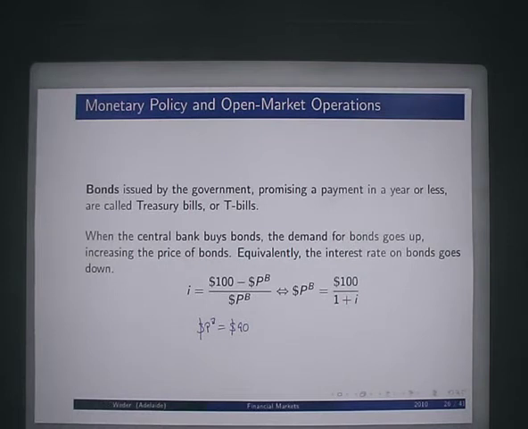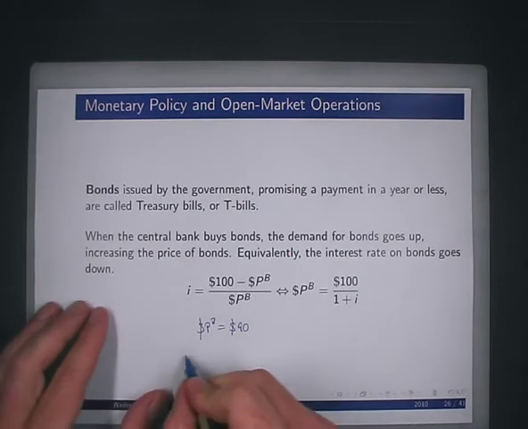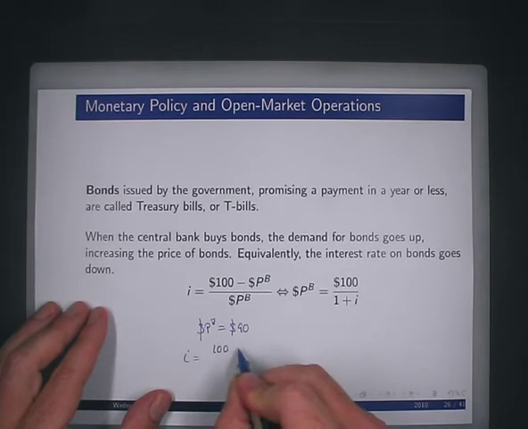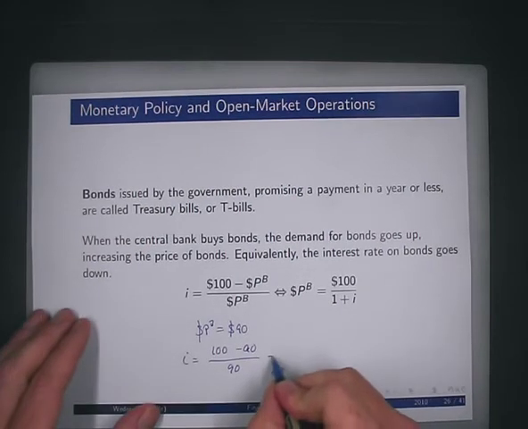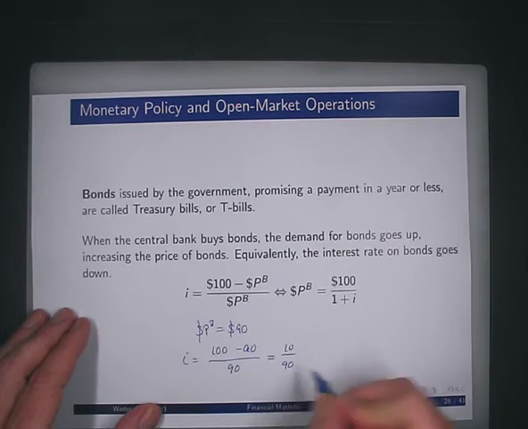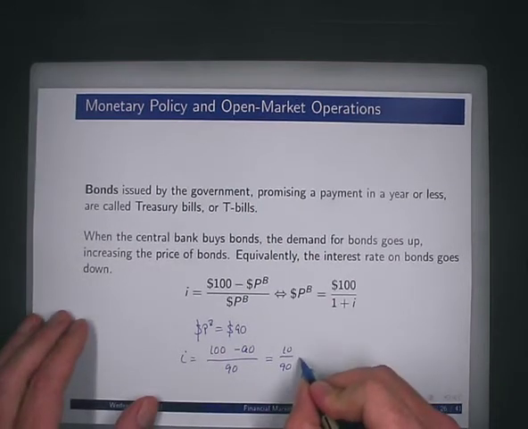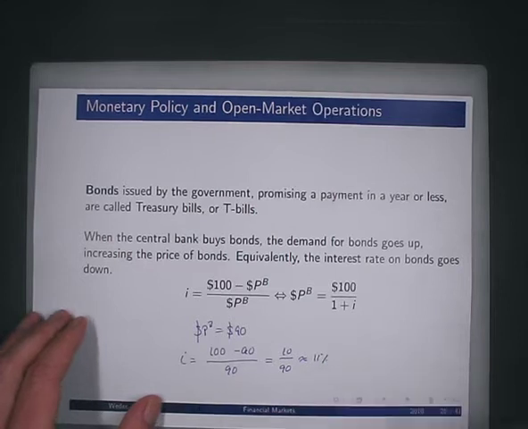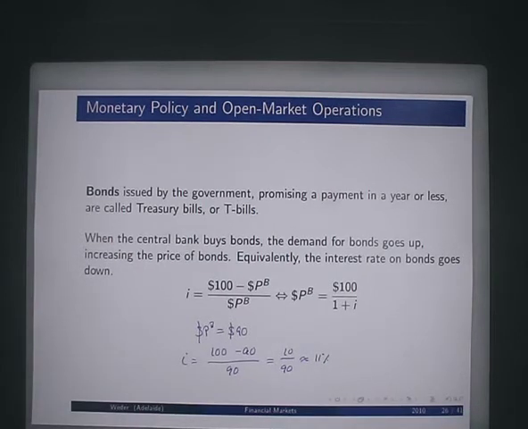So if you assume this price is, say, $90, the interest I would obtain here is 100 minus 90 divided by 90, which is 10 divided by 90, which is around 11%. So I invest $90 and I make $10. My return would be about 11% in this case. 10 divided by 90 is around 11, I think.